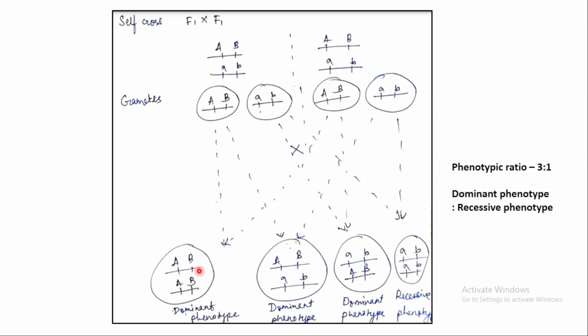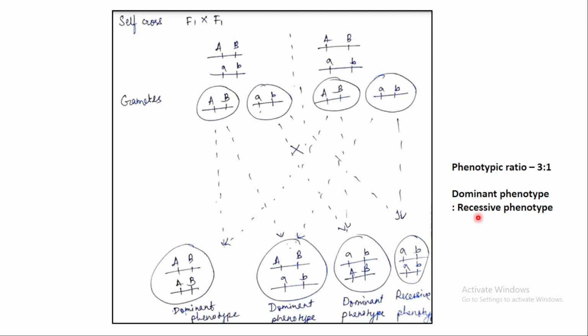But genotypically, there are three different genotypes. One will be capital AABB, the other will be heterozygous, capital A, small a, capital B, small b, which will be 2 in number, and the last one will be small a, small a, small b, small b. So if the question had asked about the genotypic ratio, then the answer would have been 1 is to 2 is to 1. But the question has asked about the phenotypic ratio, how the genes will express. So the answer would be 3 is to 1, which I think Rahul has answered very correctly. So dominant phenotype is to recessive phenotype.